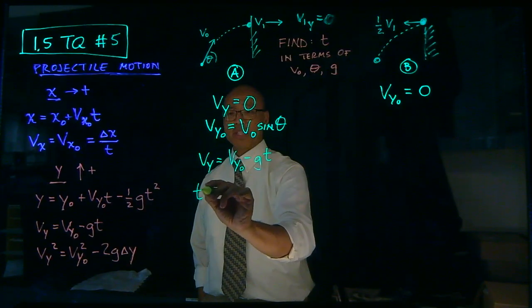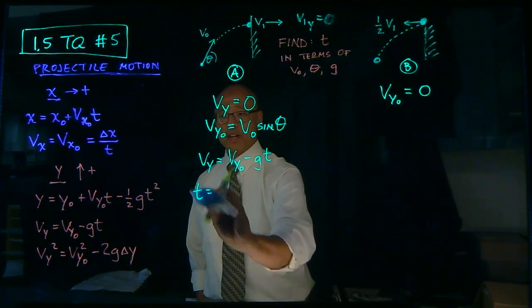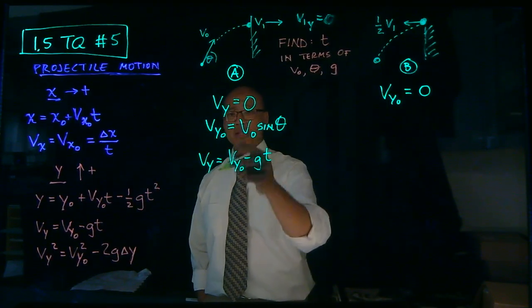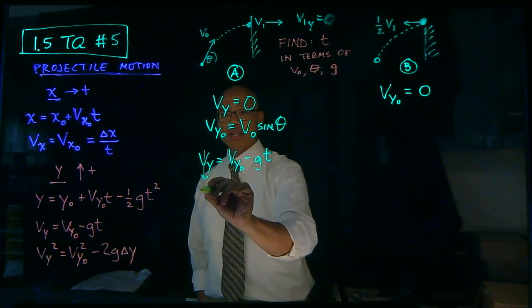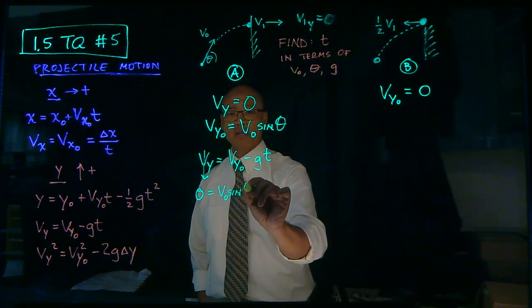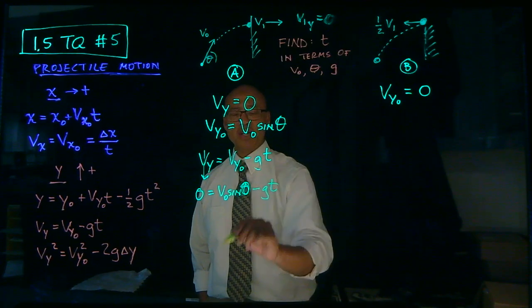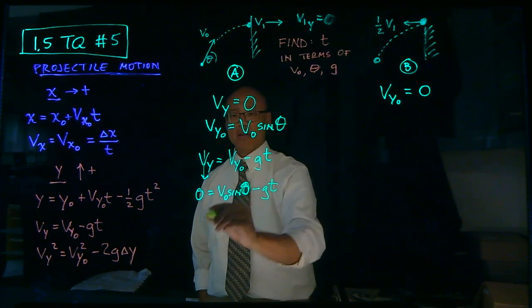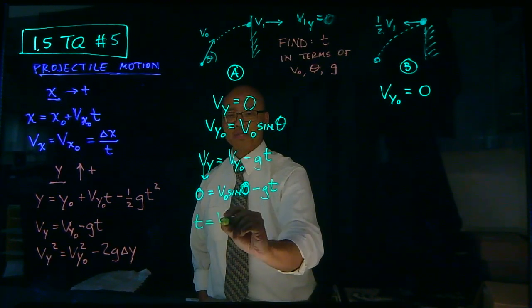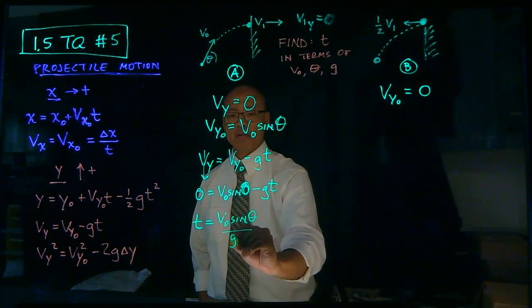So the time it takes me to do that, let's do the substitutions carefully or lay them all out. In the journey for A, that's 0. I started at V0 sine theta, and I slow down at g for a certain amount of time. So how long does it take me to do that? Well, the amount of time is just V0 sine theta over g.